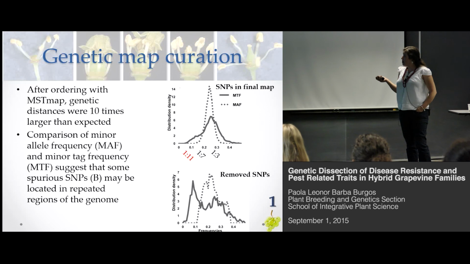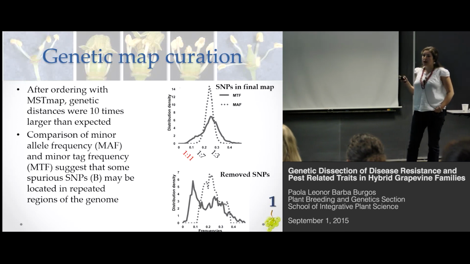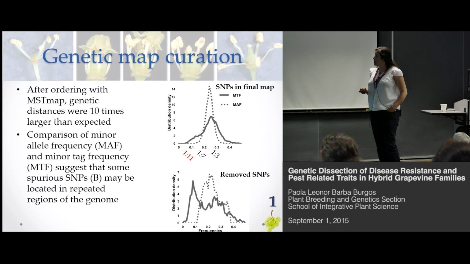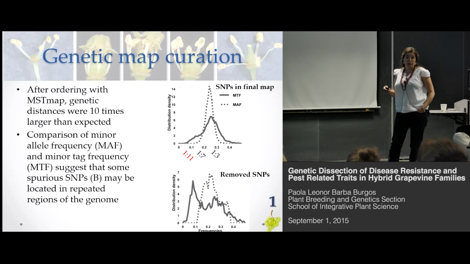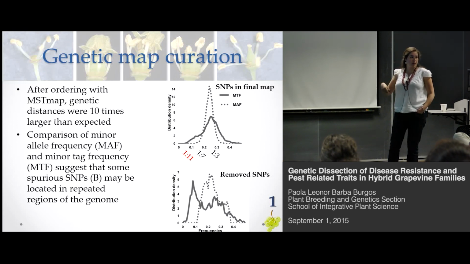For the SNPs that stay in the final map, you see here the minor allele frequency and the minor tag frequency, and you have a peak at the same 0.25, which is about a 1 to 3 segregation. You also see a small peak for the minor tag frequency that is not present in the minor allele frequency, at 1.7, which corresponds to duplicated regions. But if you look at the SNPs that were removed, for the same SNPs the pattern of minor tag frequency and minor allele frequency are completely different. For the minor tag frequency, the values are below 0.1, which suggests that these tags are located in repeated regions. It's kind of interesting to see if we can use this information to make the curation of the maps a little bit faster.